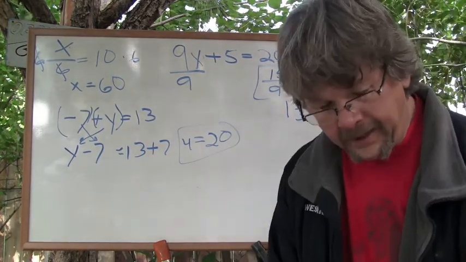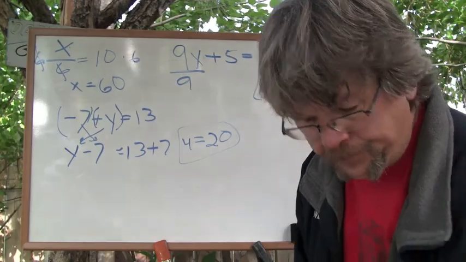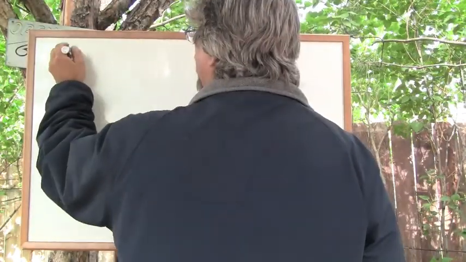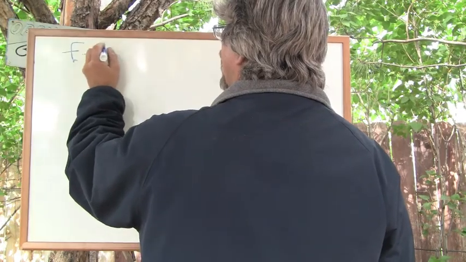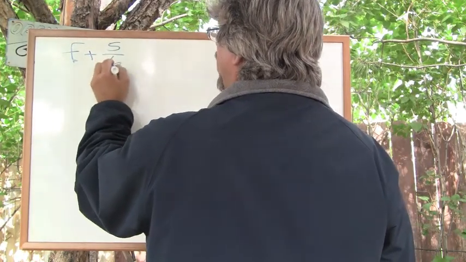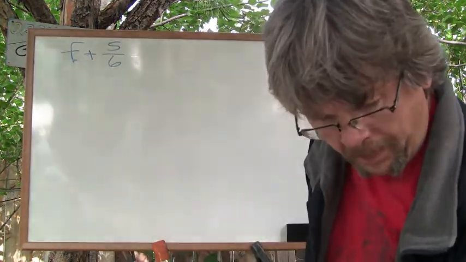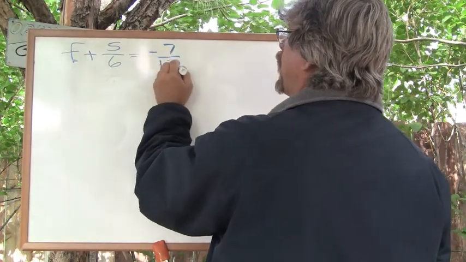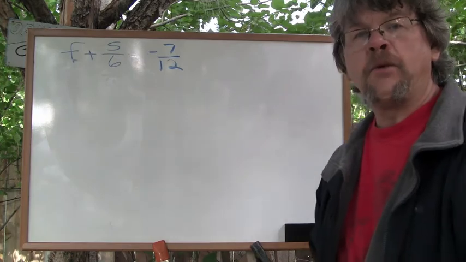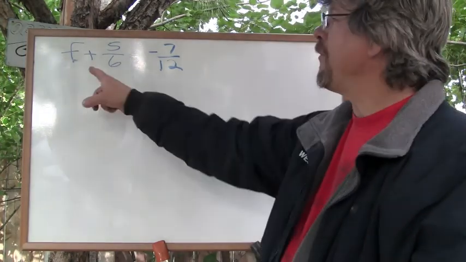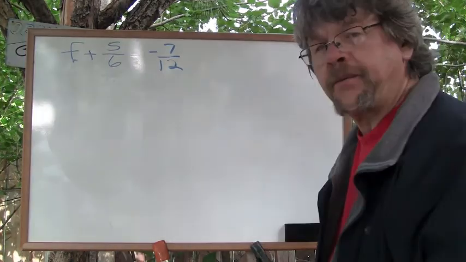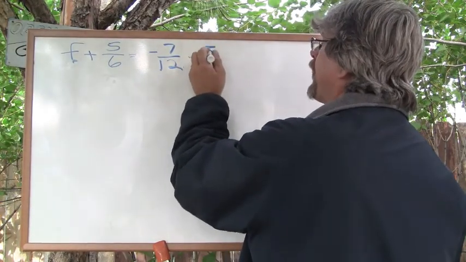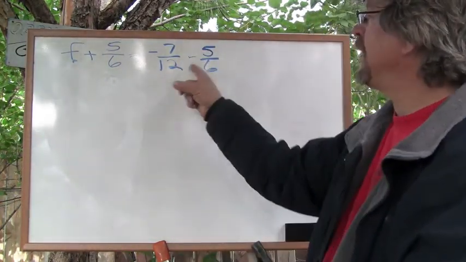It is that nice, isn't it? Okay, let's say we have f plus 5/6 equals negative 7/12. Someone's added a fraction. How do we get rid of it? It's added, so we simply subtract it to isolate the f. Minus 5/6. Now we're subtracting fractions.